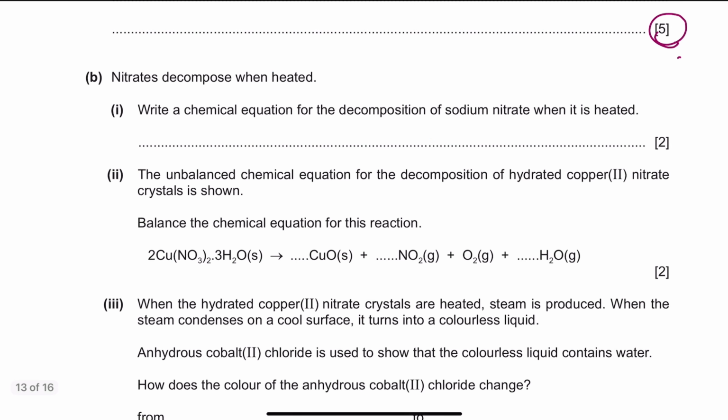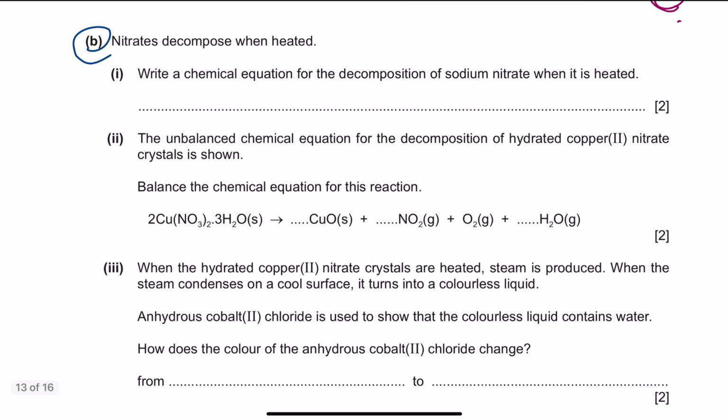Next question, the nitrates decompose when heated. Write a chemical equation for the decomposition of sodium nitrate. Now when sodium nitrate decomposes, you will get sodium nitrite, which is NaNO2, and oxygen. So the next step would be to balance your equation. Since you have 4 oxygen on your right hand side and there's only 3 over here, you need to balance it by putting 2 on sodium nitrate and 2 on sodium nitrite.